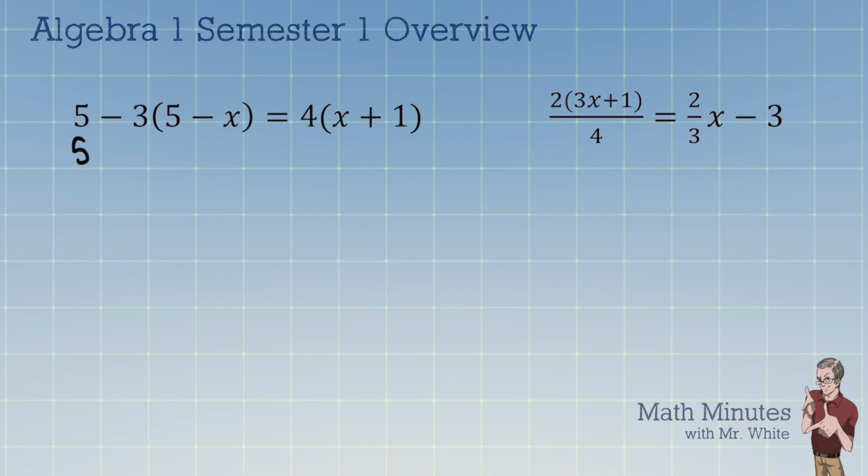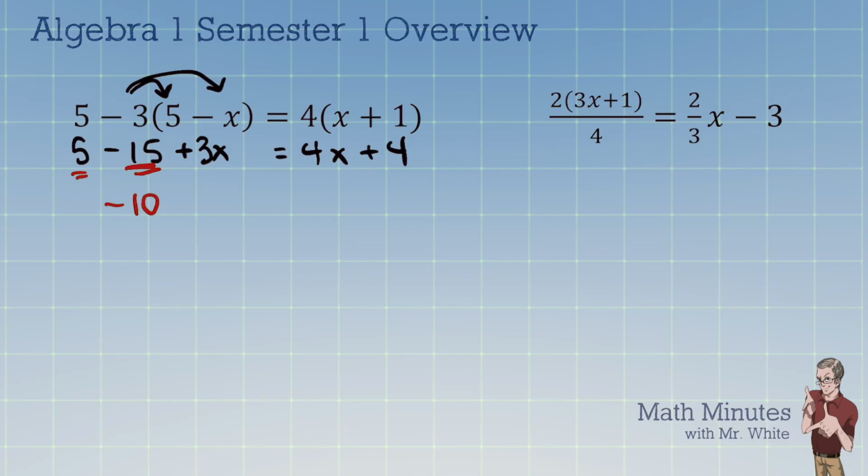So we get 5 minus 15 plus 3x, because don't forget, a negative times a negative is a positive. Then on the right side, let's do the same thing, 4x plus 4, because we need to get rid of the parentheses so that we can manage to get all the x's together. Right now they're on the opposite side. So let's simplify anything we can. 5 and negative 15, that's negative 10 plus 3x equals 4x plus 4.